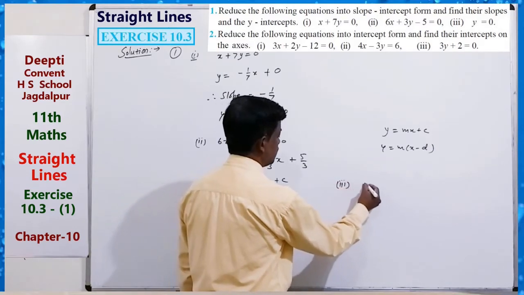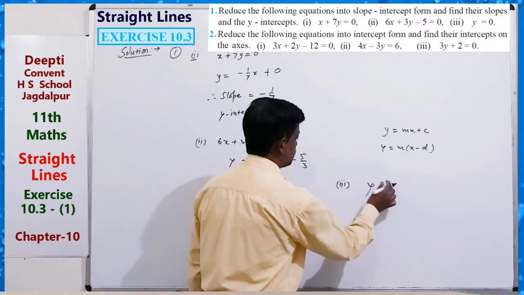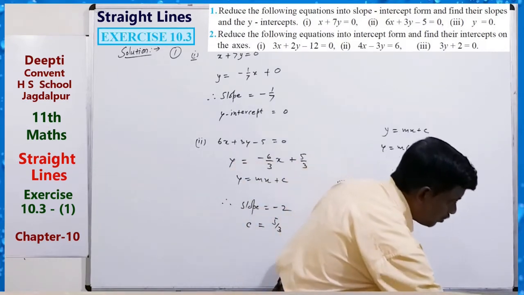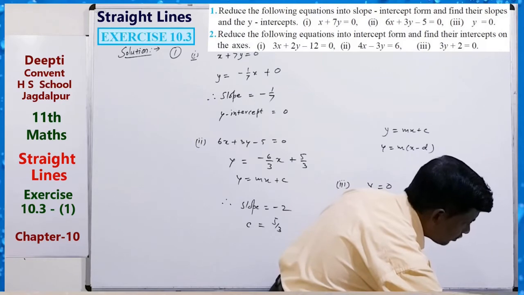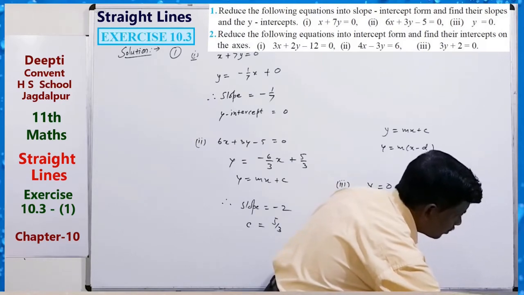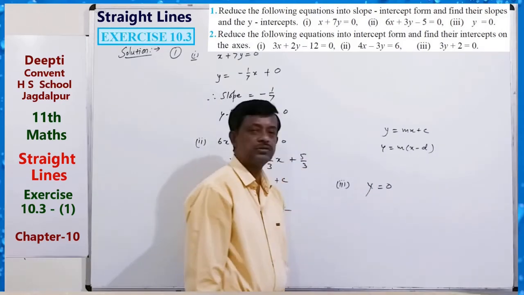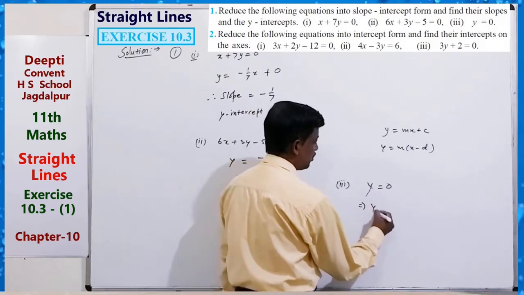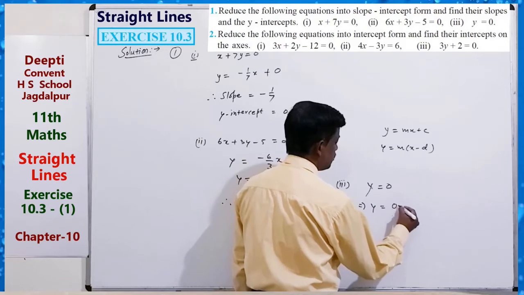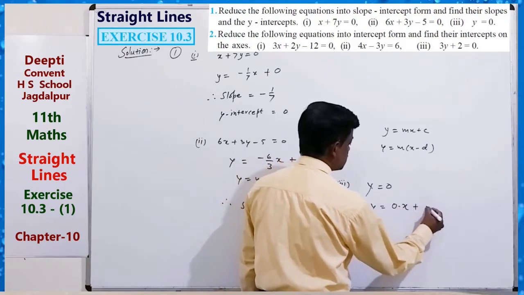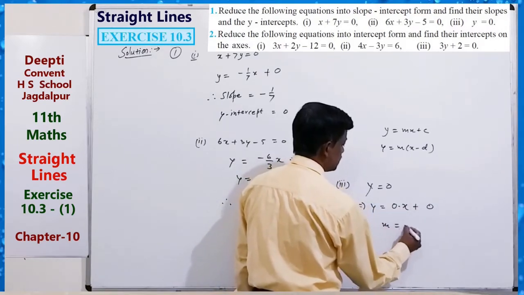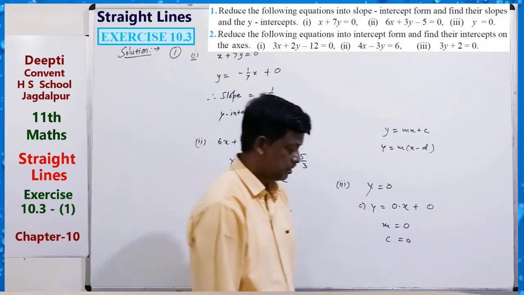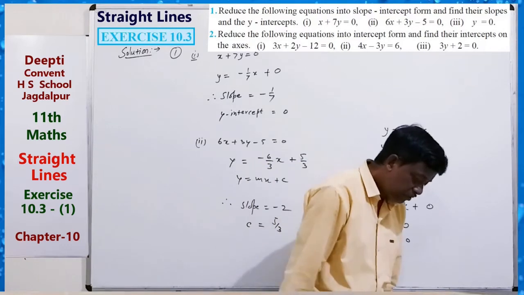Similarly, third question is given y equals 0. Y equals 0 means, very simple, we can write y equals 0 into x plus 0. So slope is 0, intercept is also 0. Clear?